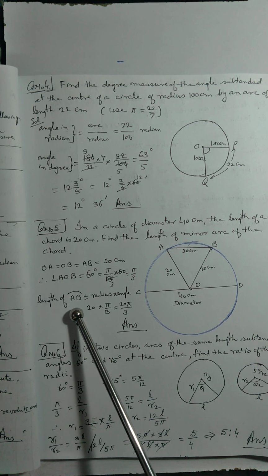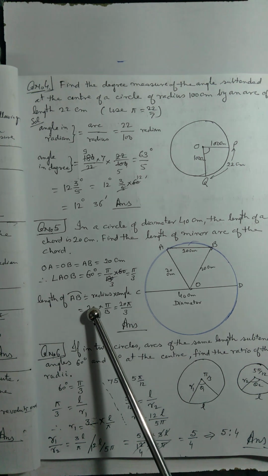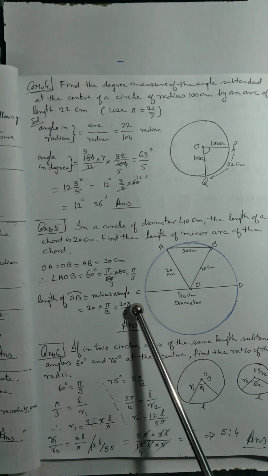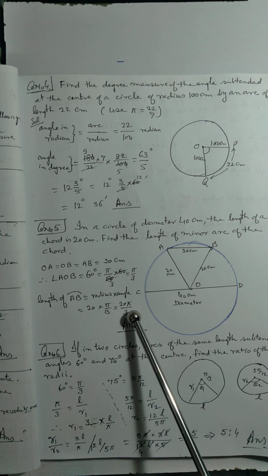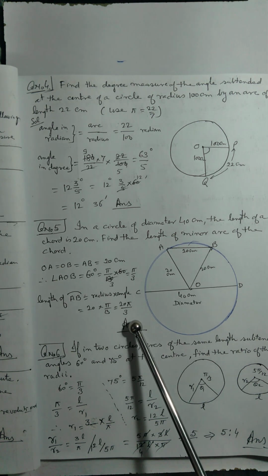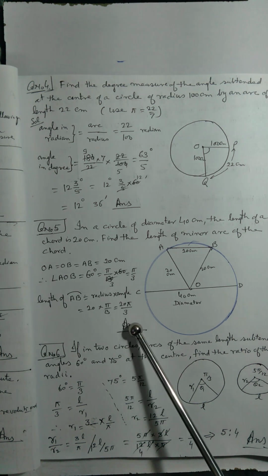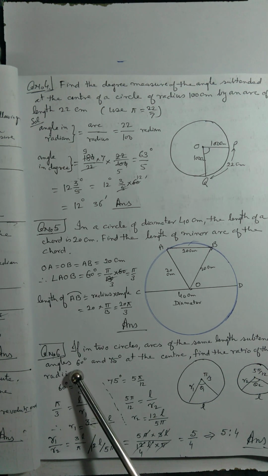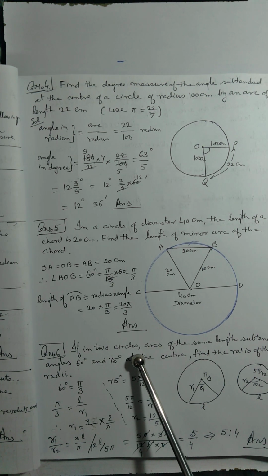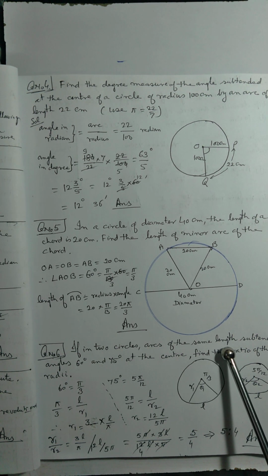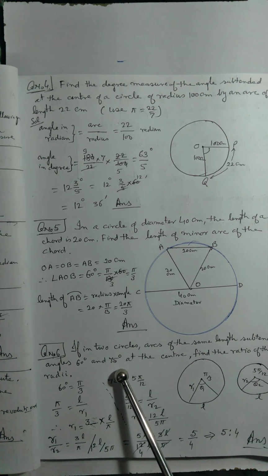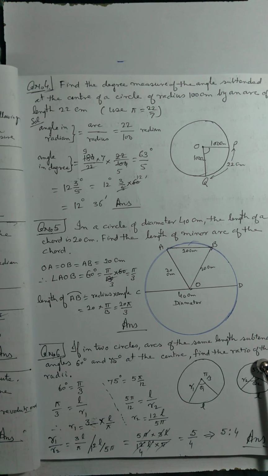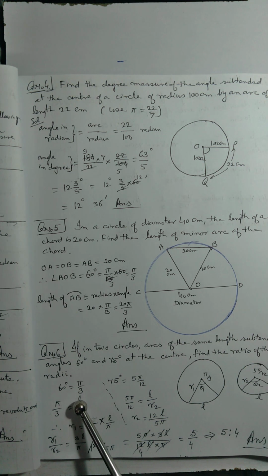The length of arc AB is equal to the radius into angle. So 20 into pi by 3, and it will be equal to 20 pi by 3. And this is the answer of question number 5. Now come to question number 6. If in two circles the arc of the same length subtend angle 60 degree and 75 degree at the center, find the ratio of their radii.